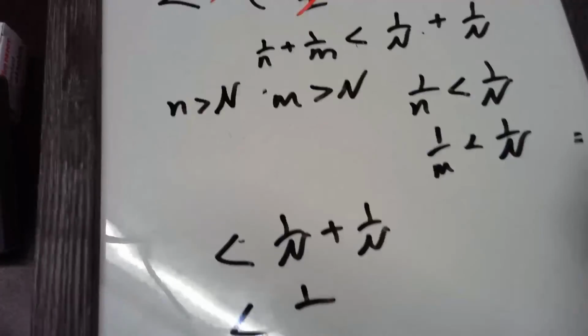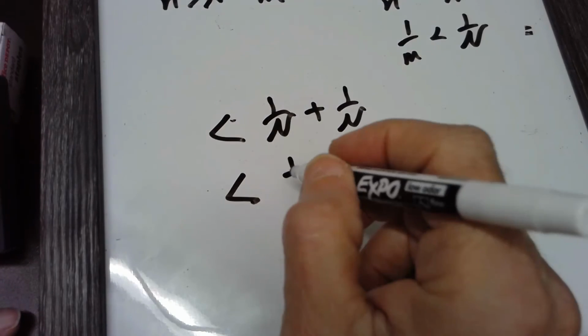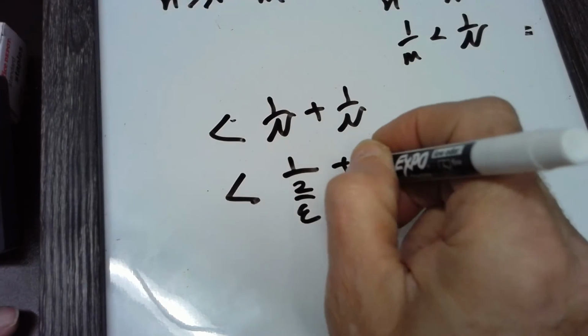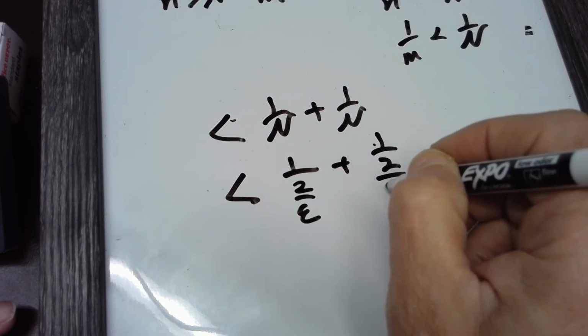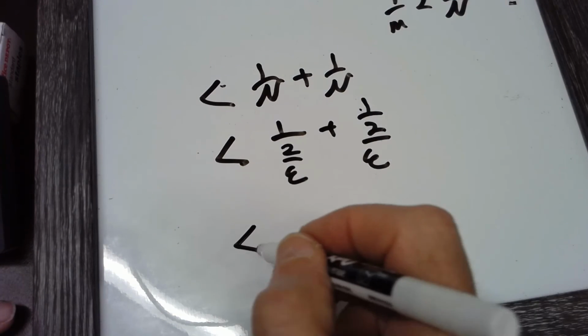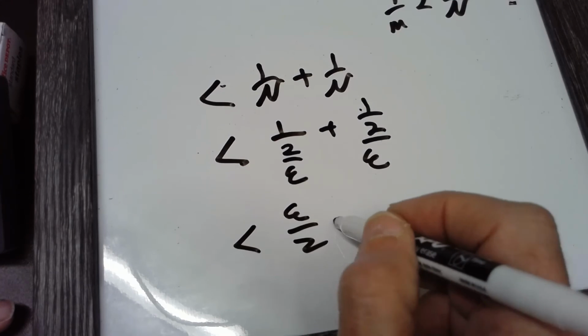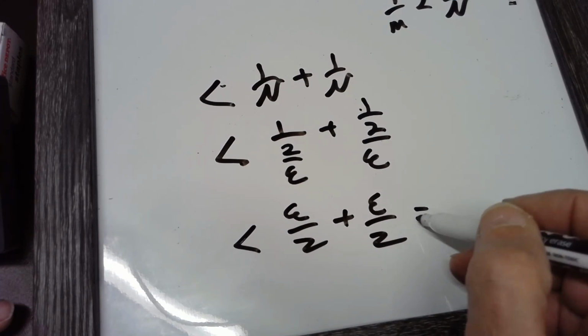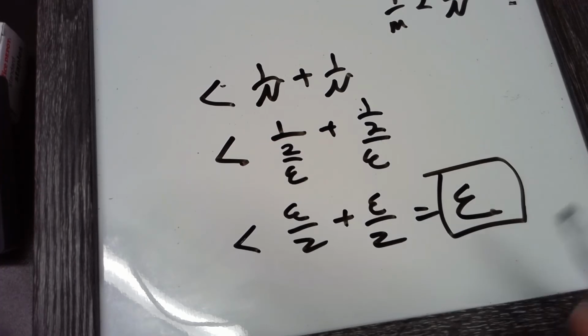So this is 1 over 2 over epsilon plus 1 over 2 over epsilon, and so we apply the reciprocal, we get epsilon over 2 plus epsilon over 2, and that equals epsilon, and we've proven it.